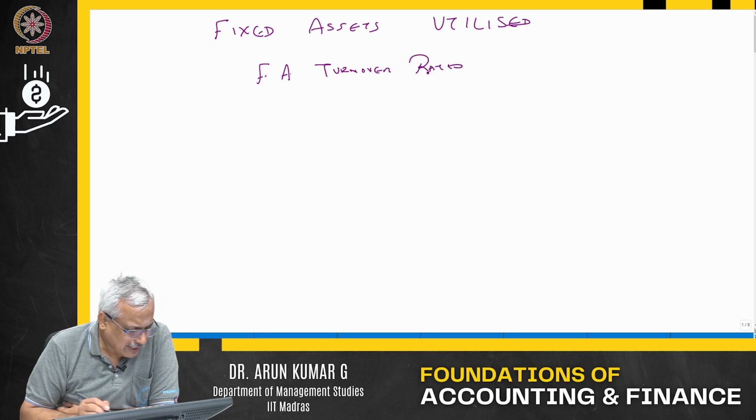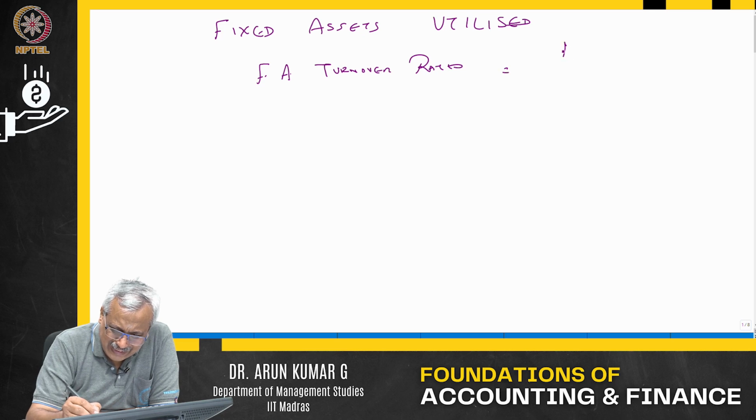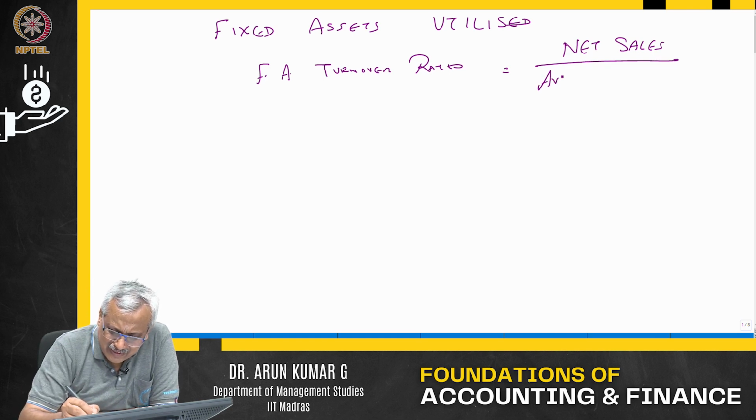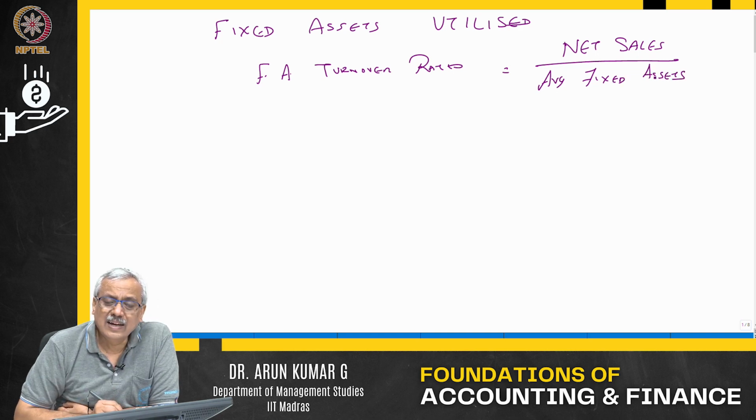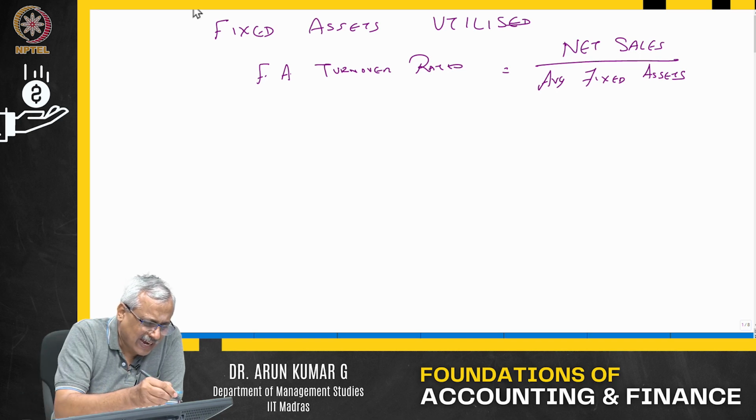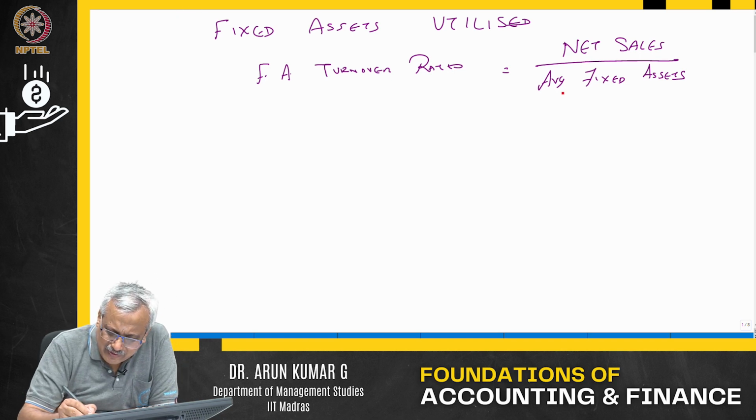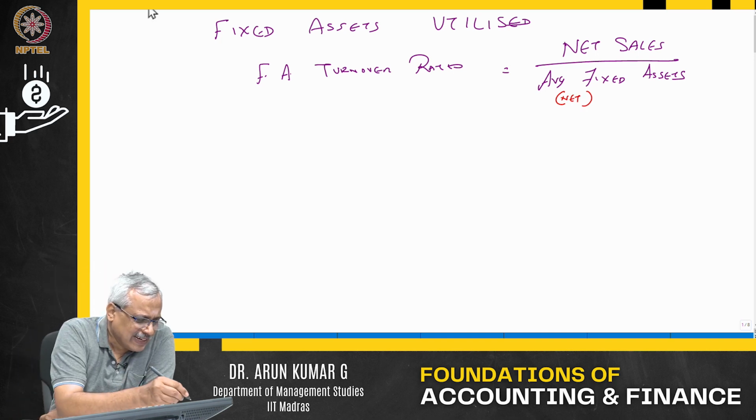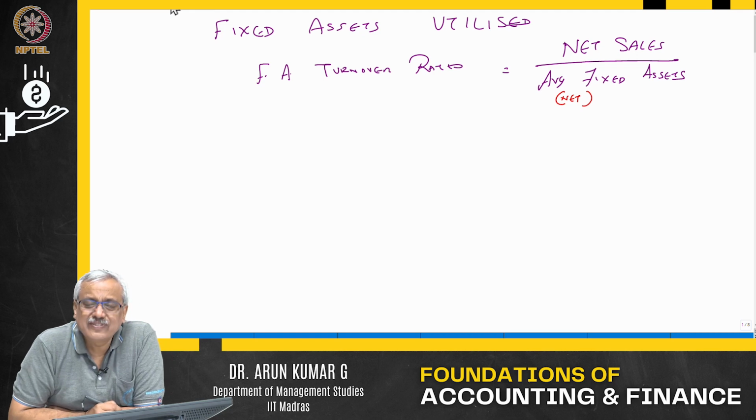So, what do we do in this? We normally say net sales by average fixed assets. Here, let me qualify: when I say average fixed assets, I use the word net, average net fixed assets. Now, why did I write that in red color, average net fixed assets?